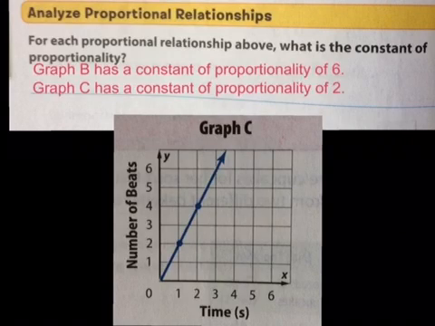And for graph C, you can see that we have a constant of proportionality of 2. For every time we move 1 over, we go up 2. You see here, we move up 1, 2, 1, 2, 1, 2, and so on. So that's our constant of proportionality. Graph C has a constant proportionality of 2.